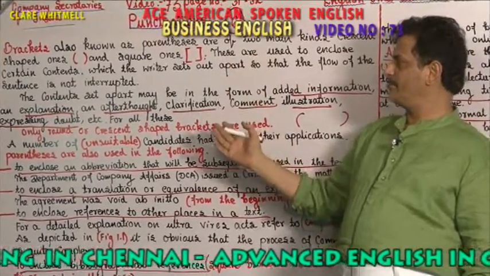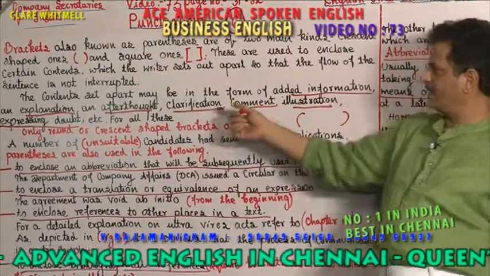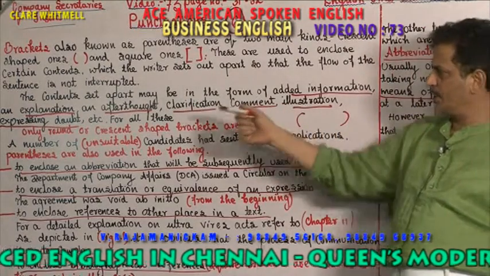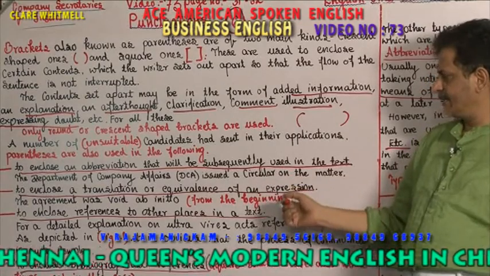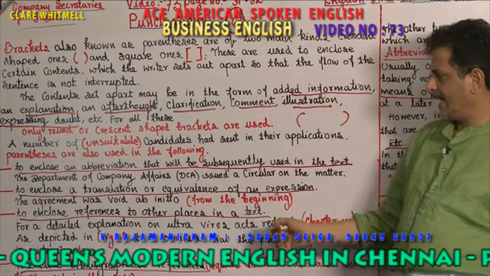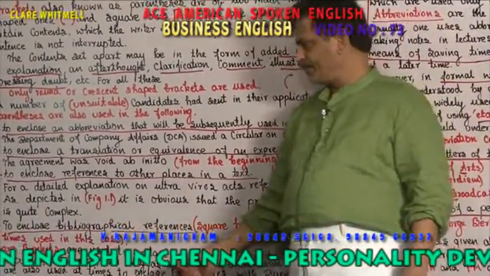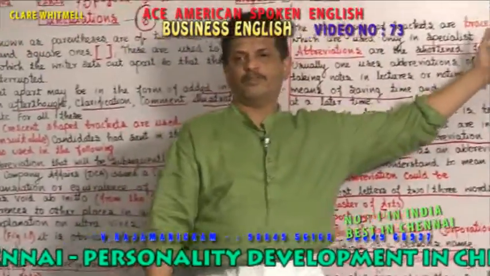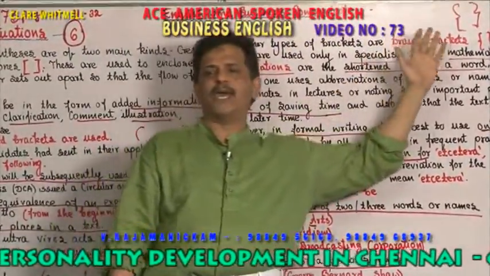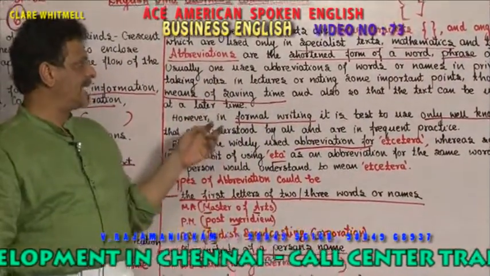Crescent shaped brackets are used for adding information, explanation, afterthought, clarification, comment, illustration, expressing doubt, and used in the text of an expression and to enclose references. And square brackets are used, and square brackets have a number of different varieties. Brace brackets and angle brackets are used in mathematics and science.